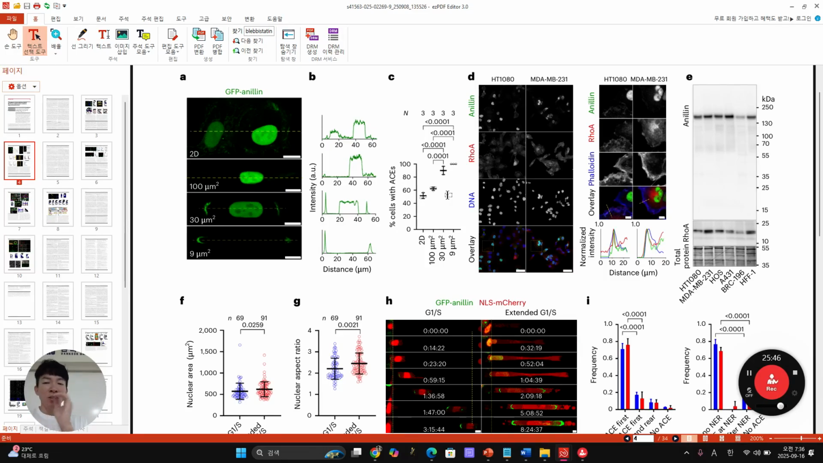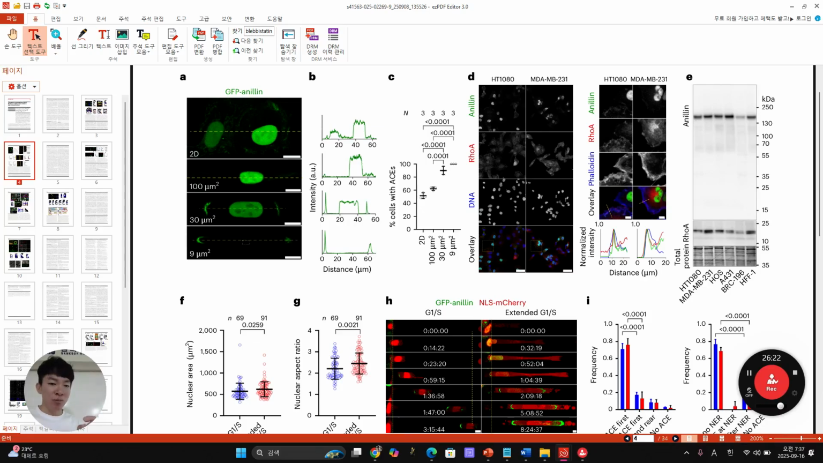And then they want to know how this anillin leaks out from the nucleus. As I told you, most of the anillin is localized in the nucleus. But on some special occasions, like when the cell divides or squeezes like this, it could leak outside of the nucleus and be deposited front and back. And from a previous paper, they mentioned that the nucleus itself can act as a sensor.